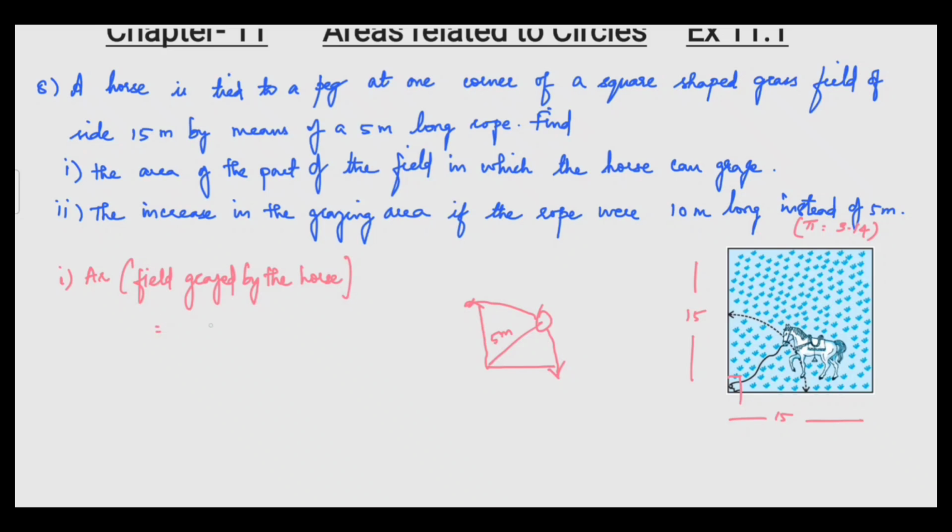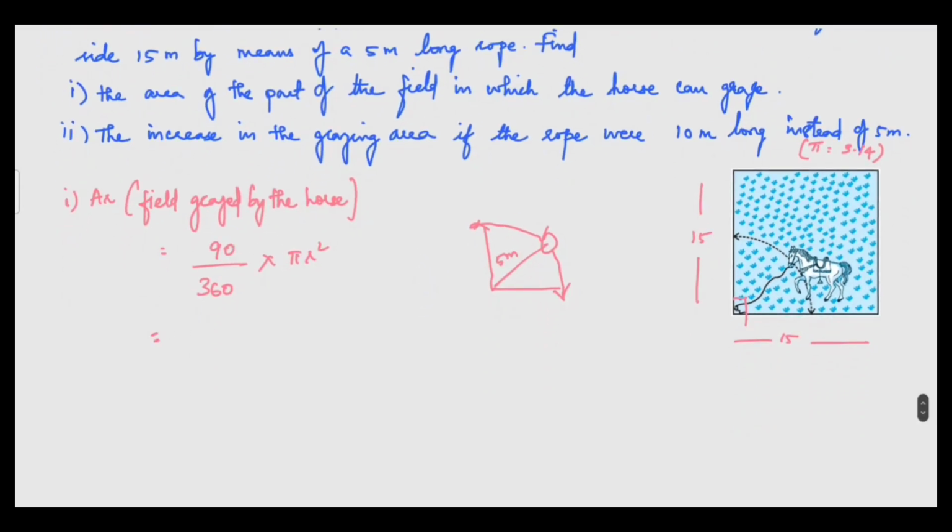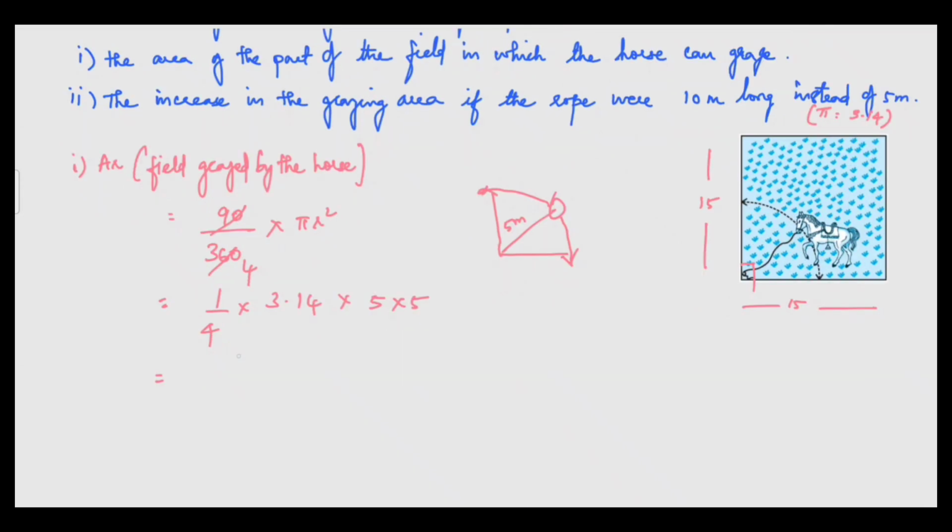is 90 by 360 into pi r square. That is 1 by 4 into 3.14 into radius square, which is 5 into 5. 3.14 can be written as 314 divided by 100 into 5 into 5. 5 2s are 10, 0. 5 4s are 20. 2 2s are 4, 2 1s are 2, 2 5s are 10, 2 7s are 14. So we are left with 157 divided by 8.